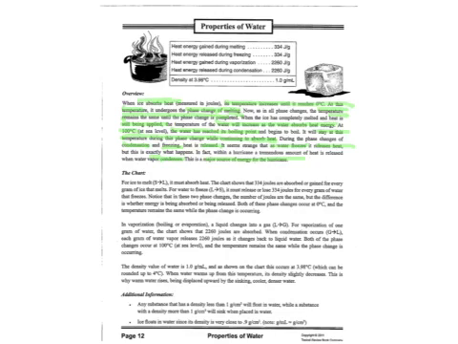The chart. For ice to melt from a solid to a liquid, it must absorb heat. The chart shows that 334 joules are absorbed or gained for every gram of ice that melts. For water to freeze, or going from a liquid to solid, it must release or lose 334 joules for every gram of water that freezes.